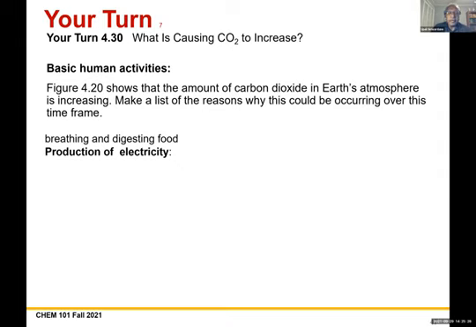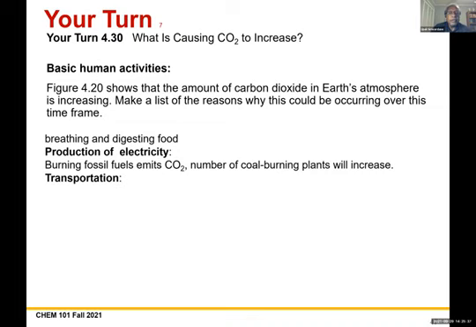Production of electricity. We burn a lot of coal, diesel, and furnace oil to get electricity, in coal burning power plants. Burning fossil fuels emits carbon dioxide. The coal burning power plants continue to increase, and they increase the carbon dioxide in the atmosphere.